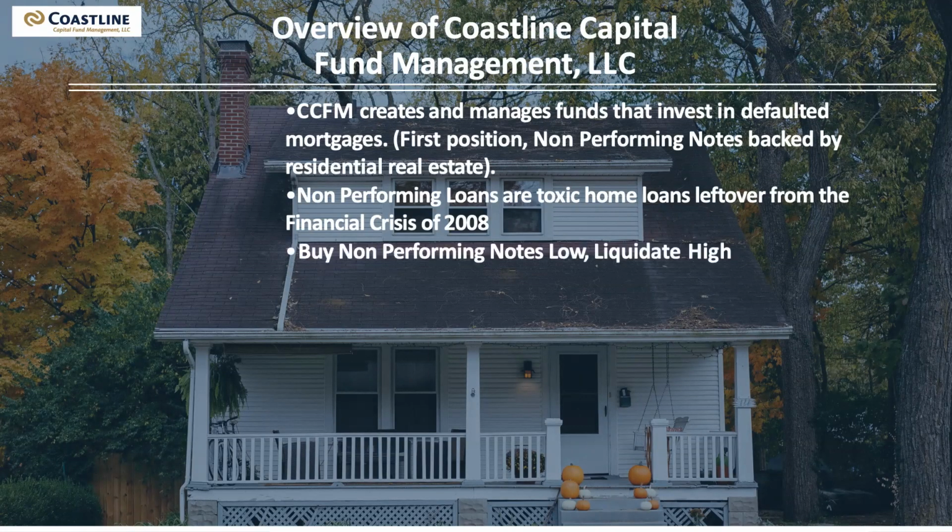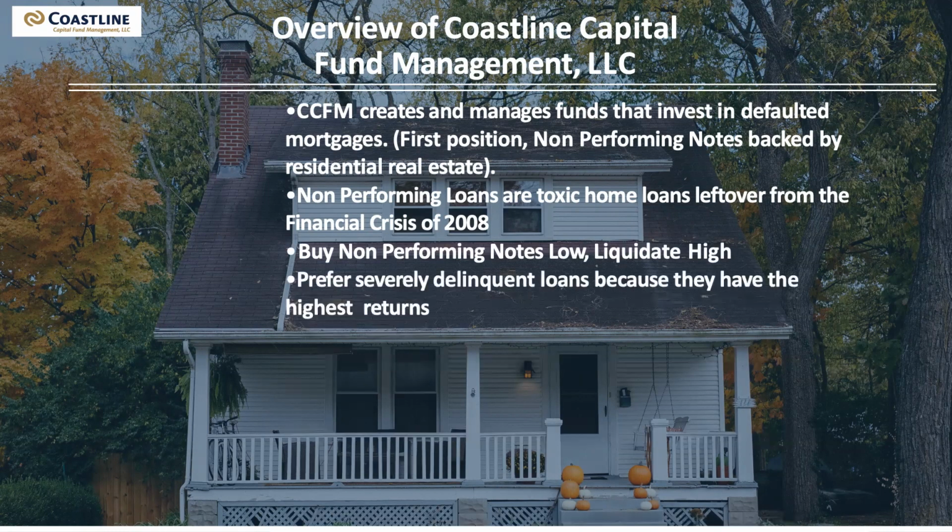We make money for our investors by buying notes at a discount and liquidating at higher prices. We prefer the severely delinquent loans because they have the highest returns. Think of us as fix and flip guys, except with loans instead of real estate. We buy loans that have something wrong with them. We add value by solving problems, and we exit by foreclosing, selling the REOs, or reselling improved loans.